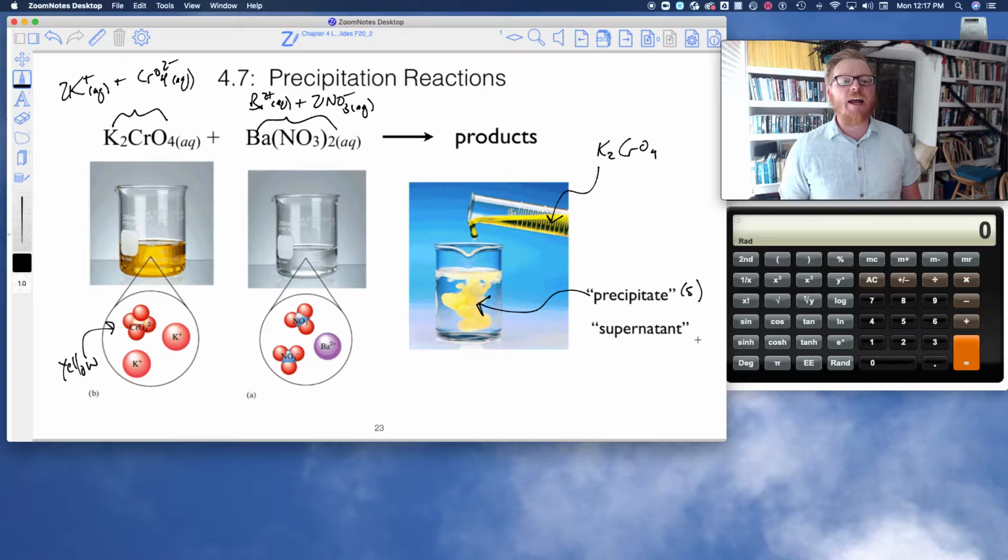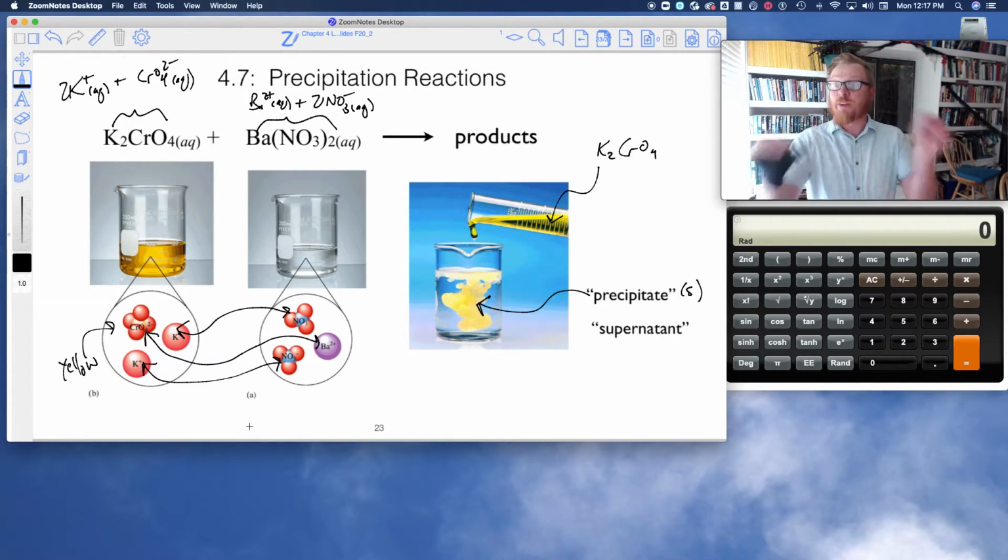So in this ion exchange, our potassiums, which were with the chromate, are now going to react with the nitrate, or the nitrate's going to react with the potassium, either way. We'll just say they both get together. And the other possibility is for the barium and the chromate to get together. So this is that ion exchange, that double displacement.